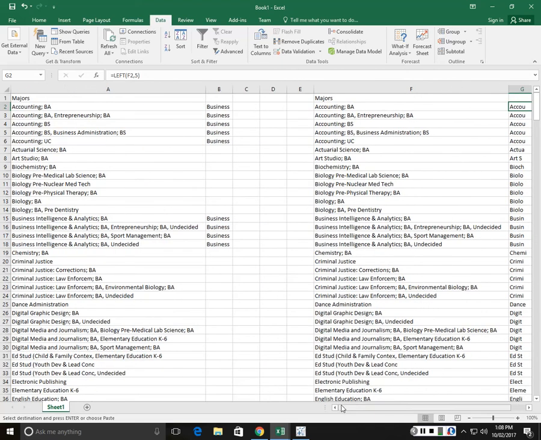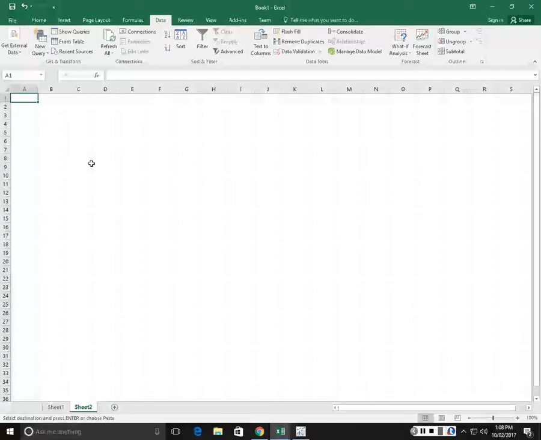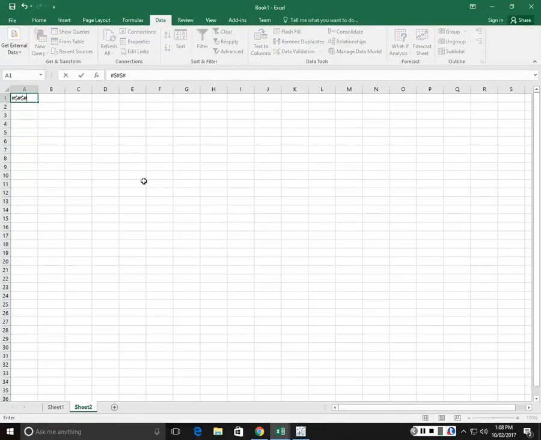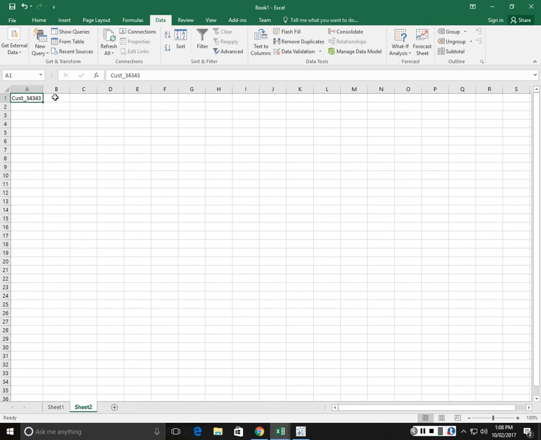For example, it works really well when you have a situation like this, with a customer, and you know that you don't care about the first part, you care about the last part. The sister to the left function is the right function. Right 5, and now I just have the digits of the customer instead of all this junk.